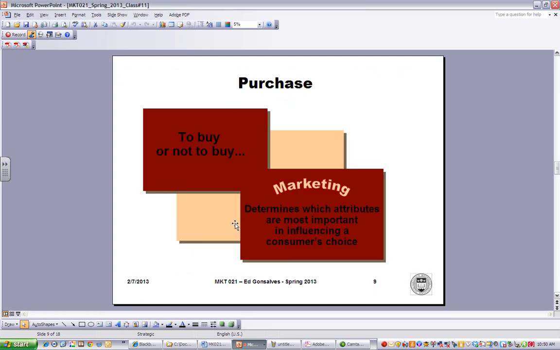And the purchase decision is very simple. You either buy it or you don't. And marketing, if it's done well, determines which attributes are most important in influencing a consumer's choice. Right? So you look at what people really factor in, what drives consumer behavior, and good marketing attacks those things and works on them to help influence a decision.